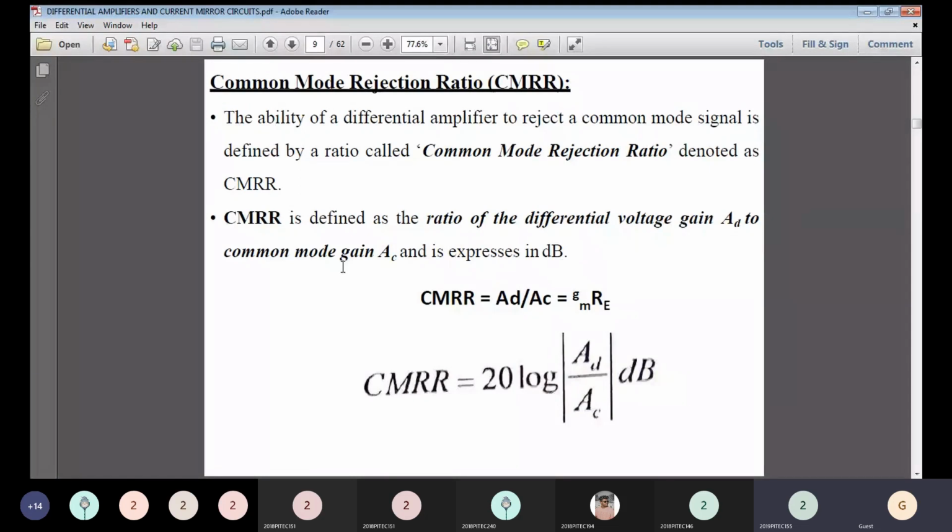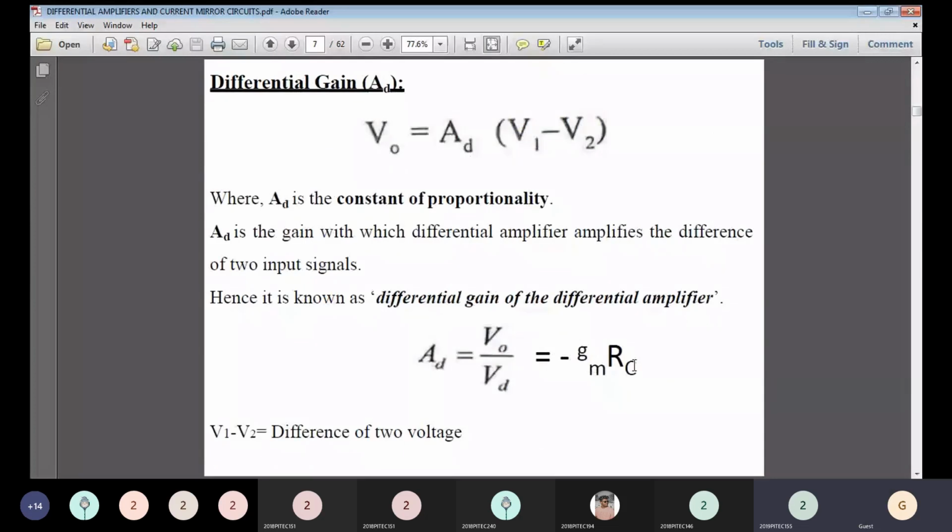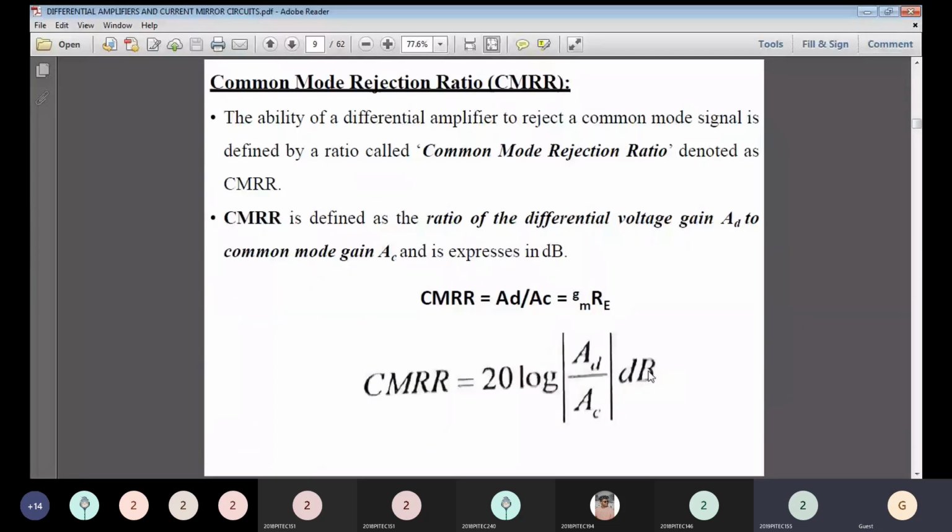That value is given with respect to a resistor value, that is gm into RE. See students, here for AD that is minus gm into RC. In the case of CMRR it is plus gm, the transconductance, that is gm into RE. So overall, the CMRR value in terms of logarithmic value, we can represent as 20 log, because it is a gain, right? So 20 log AD divided by AC, representing it in decibels.